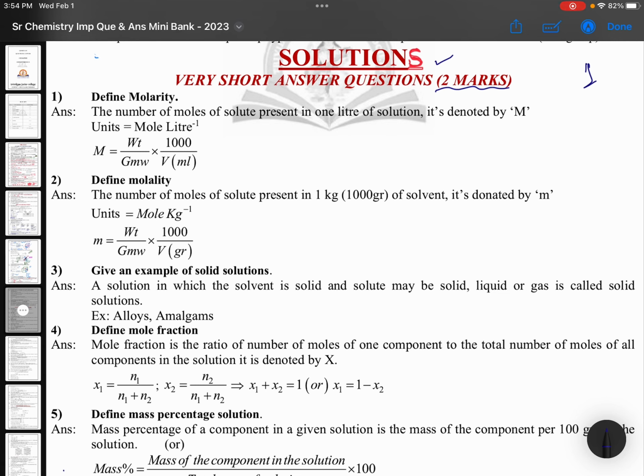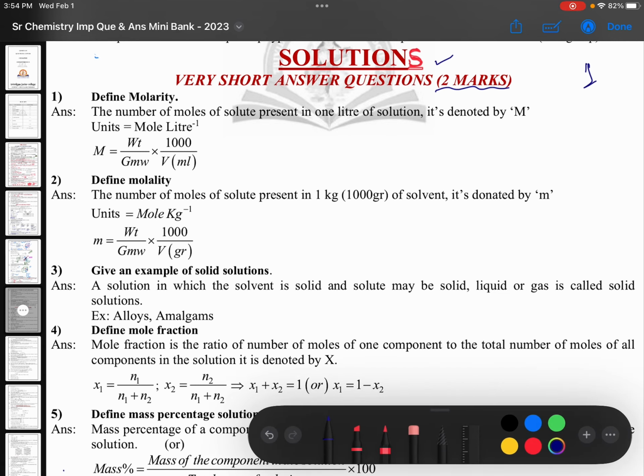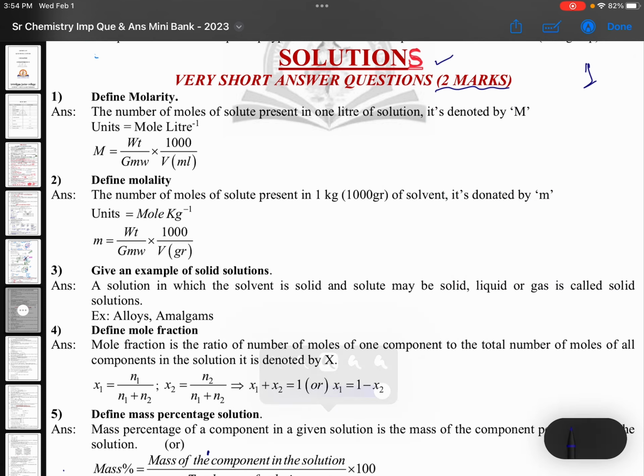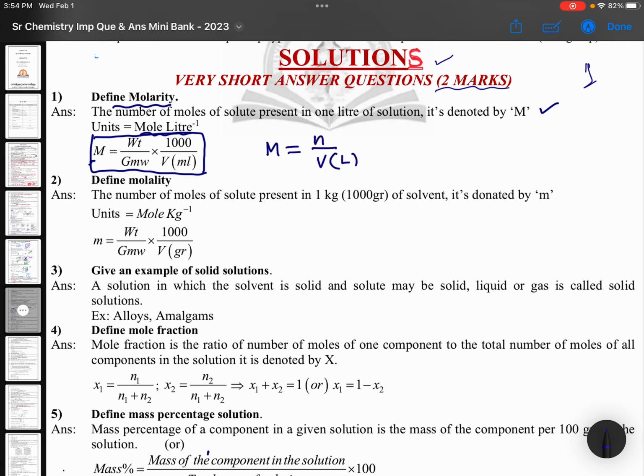Define molarity. All definitions must be as they are. You should not change the definition terms. Define molarity. The number of moles of solute present in 1 liter of solution is molarity. It is denoted by capital M. Units: moles per liter. Formula: molarity is equal to weight by molecular weight into 1000 by V in milliliters. Or if you want to write simply, n by V in liters. It is also fine.